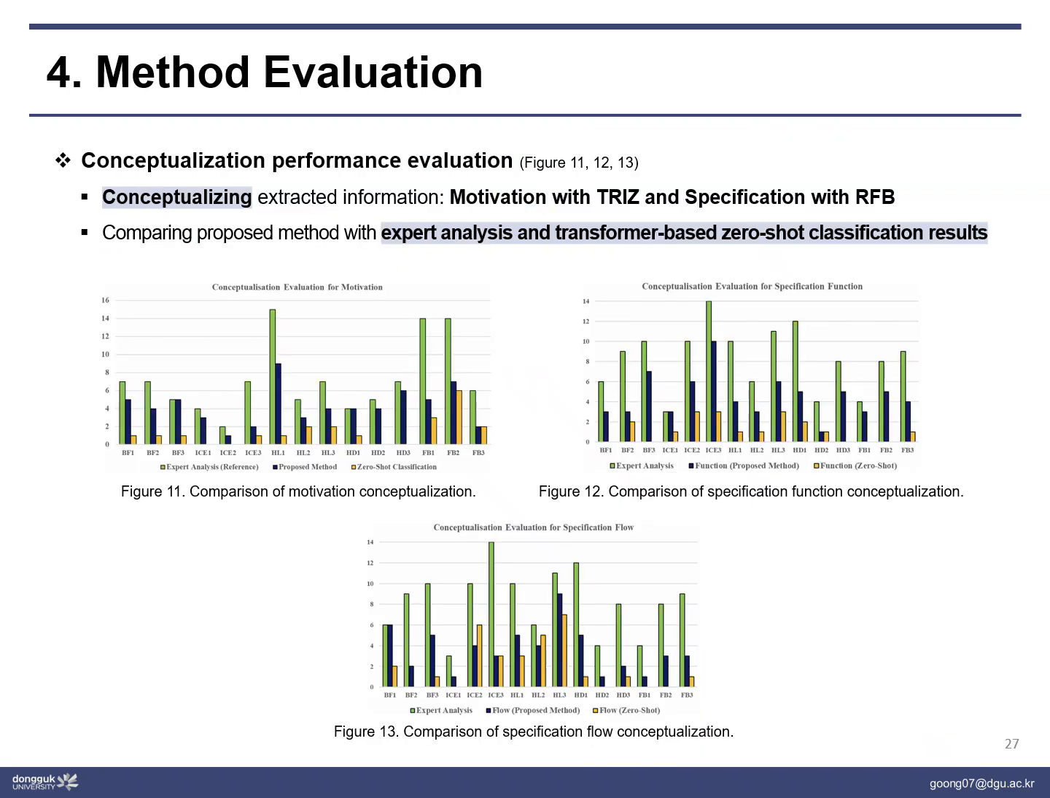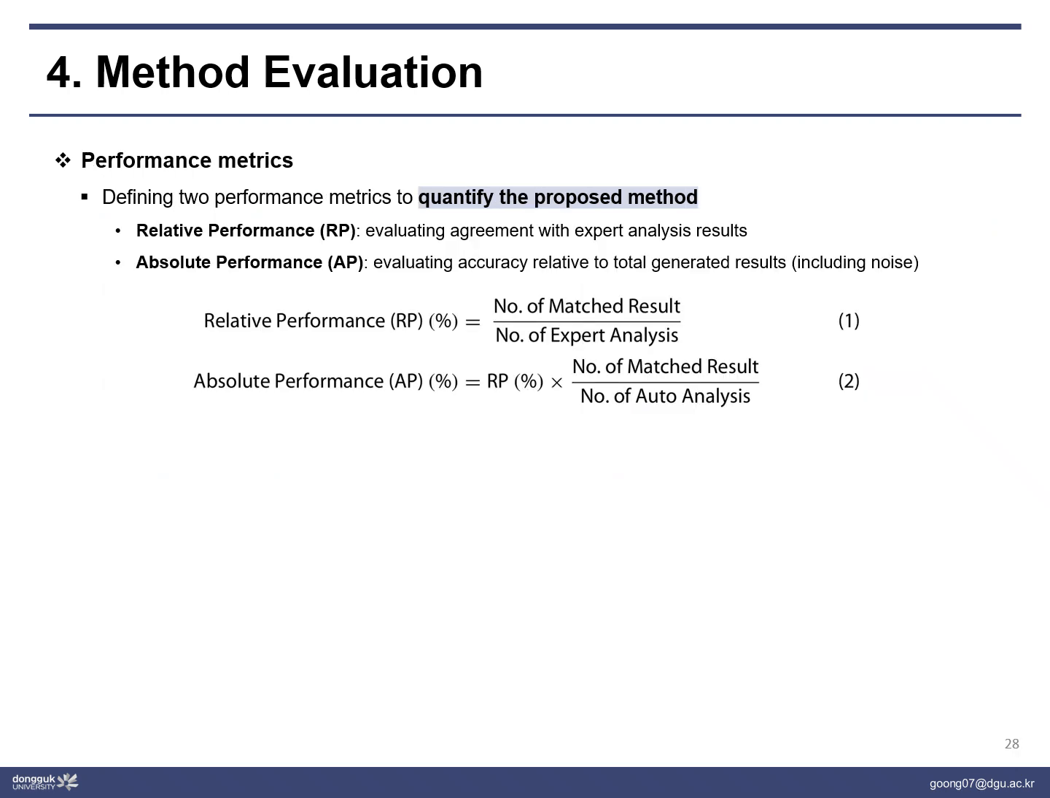The extracted information is conceptualized with motivation using trees and specification using RFB. The proposed method is compared with expert analysis and zero-shot classification results. Performance metrics are defined to quantify the performance of the proposed method. The evaluation is based on the agreement rate between the automatic analysis results and the expert analysis results. Also, accuracy is evaluated based on the total generated results.